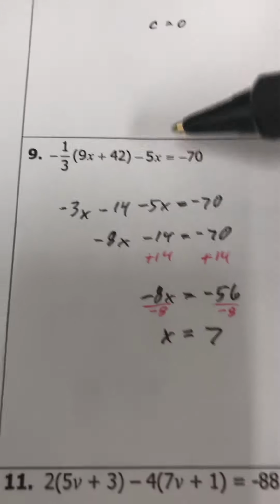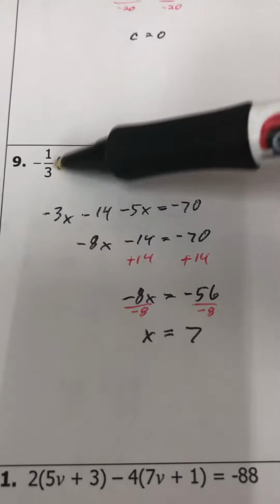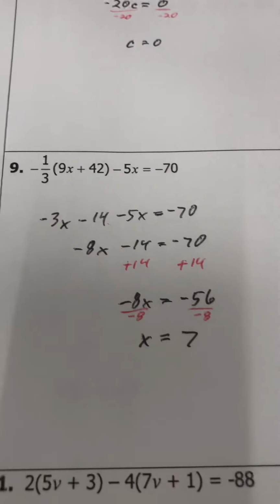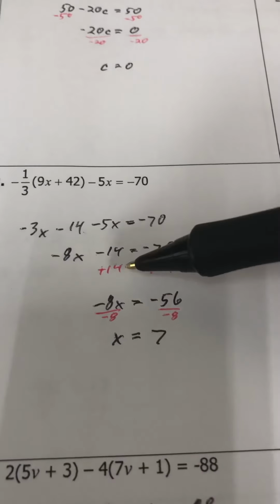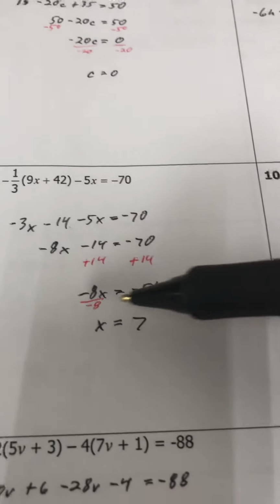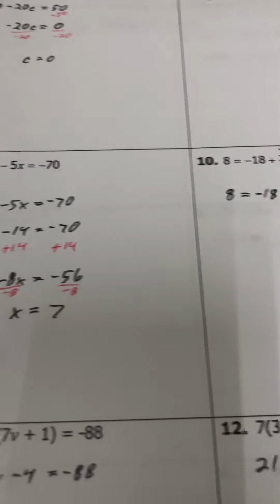Number 9. -1/3 of 9 is -3. -1/3 of 42 is -14. I bring everything else down. I combine my like terms. I add 14 to both sides, and I divide by a -8 both sides, and I get x equals 7.